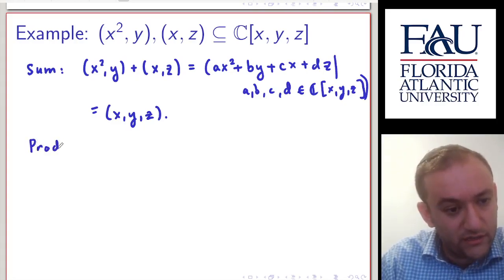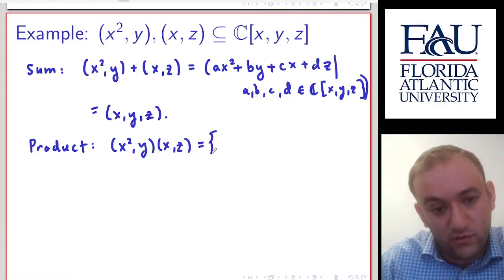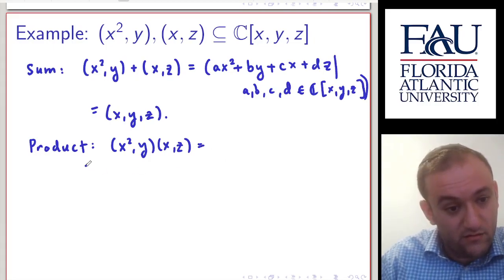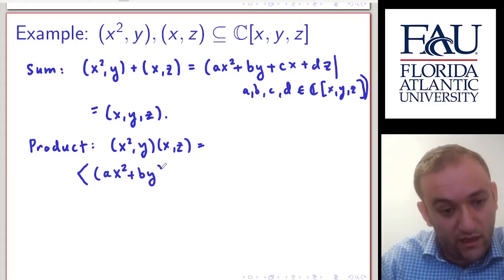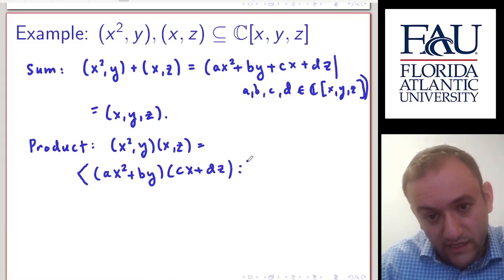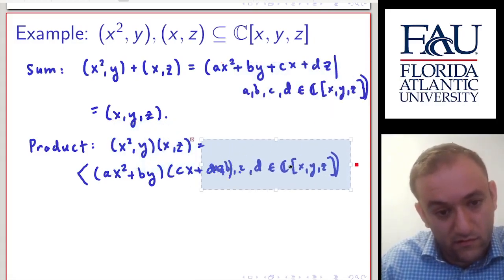How about the product? So here we have (x squared y) times (xz). This is going to be equal to the set, or rather to the ideal generated by the set of elements of the form (a x squared plus b y) times (c x plus d z), where, again, these are all polynomials.